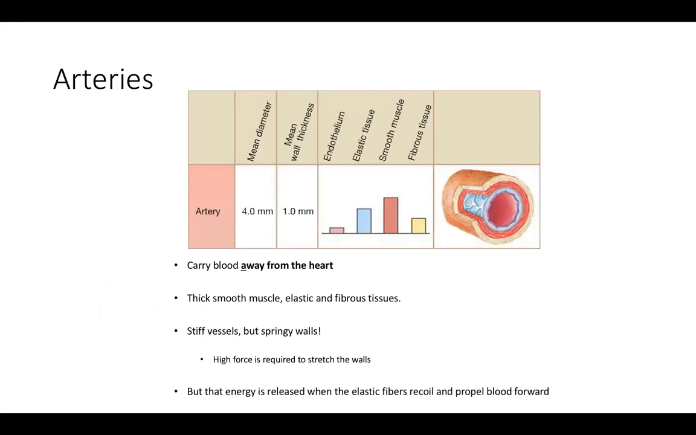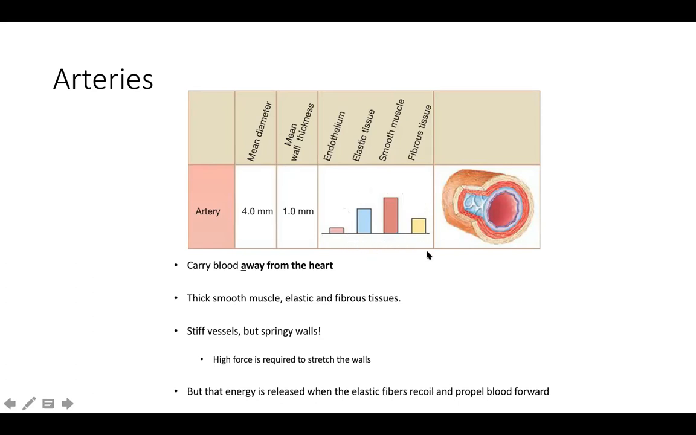Arteries are the vessels that carry blood away from the heart. They have an extremely thick layer of smooth muscle, an extremely thick layer of elastic tissue, and a relatively thick layer of fibrous tissue as well. They also have an endothelial lining. If you've ever looked at an artery in an anatomy lab, compared to something like a vein, arteries have quite a bit of substance to them. They are quite tubular and maintain their shape very well, and that's a function of the elastic tissue, the smooth muscle, and the fibrous tissue.